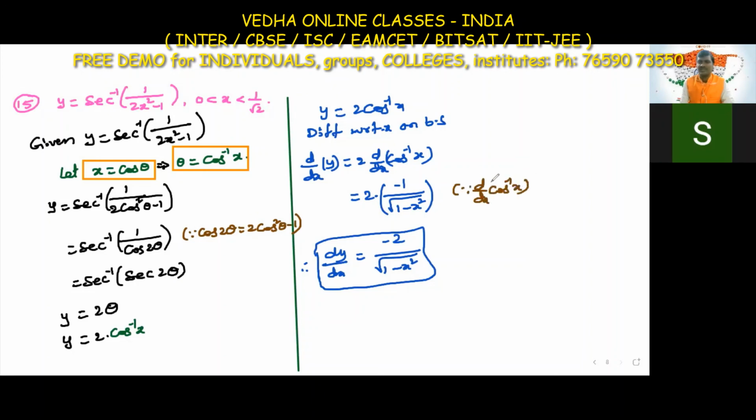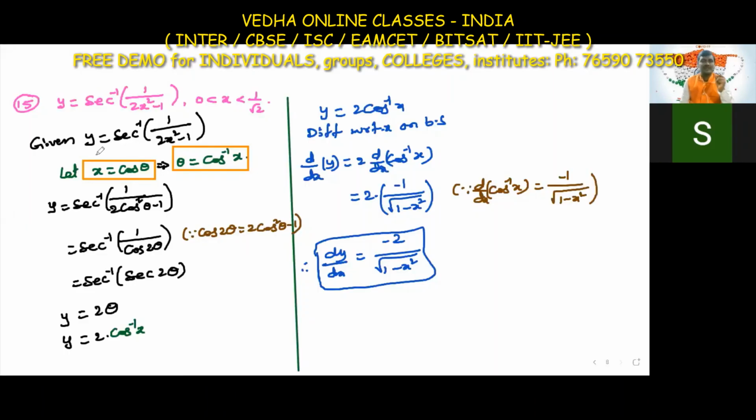What is d by dx of cos inverse x? Minus 1 by root 1 minus x square. Repeat once again: d by dx of cos inverse x is equal to minus 1 by root 1 minus x square. Very good. So just note down.